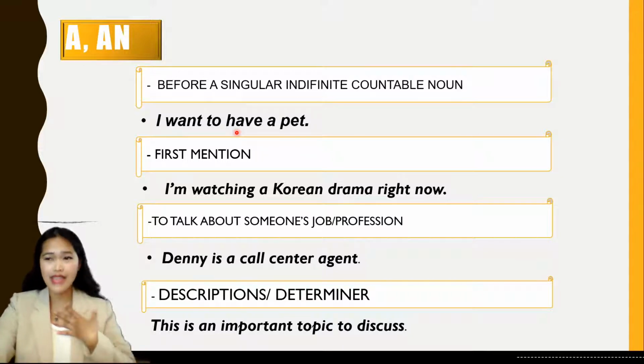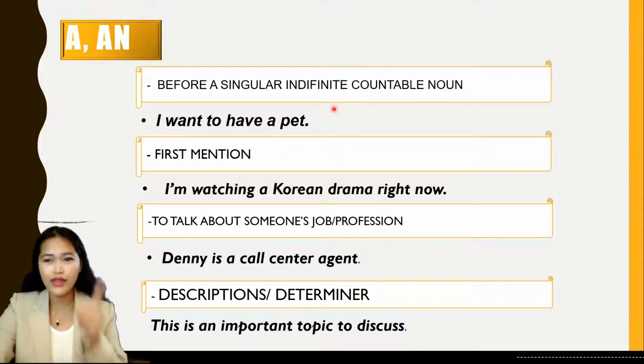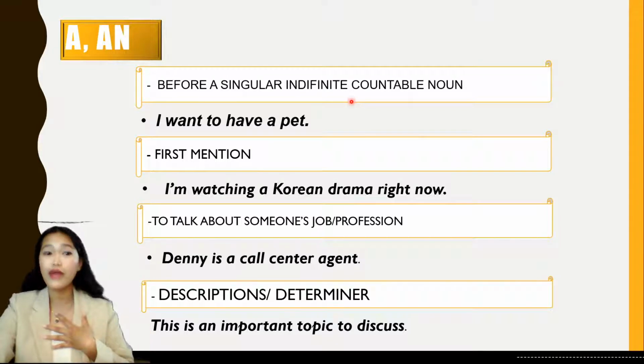But I just say, I want to have a pet. So it's indefinite, and I only want one. I only want one pet, and that is indefinite. You don't know if I want a cat or a dog. I have not decided yet, but I just feel like I want to have a pet, one pet.